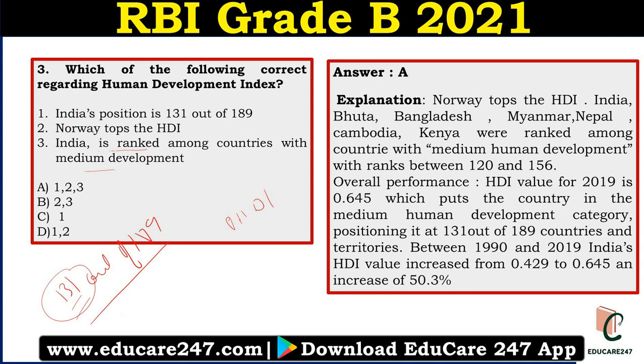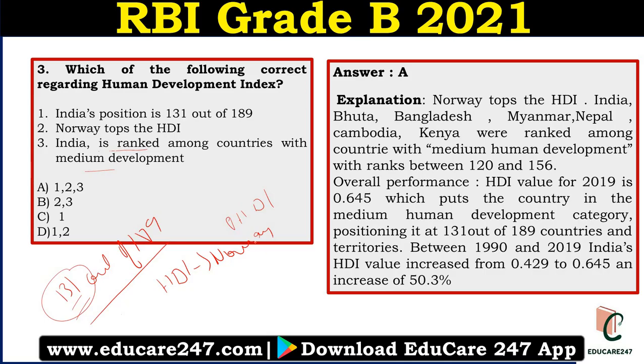Then the second option they have said is Norway tops the list. You also need to know the top performer. So the top performer in HDI is Norway. Norway tops the list.